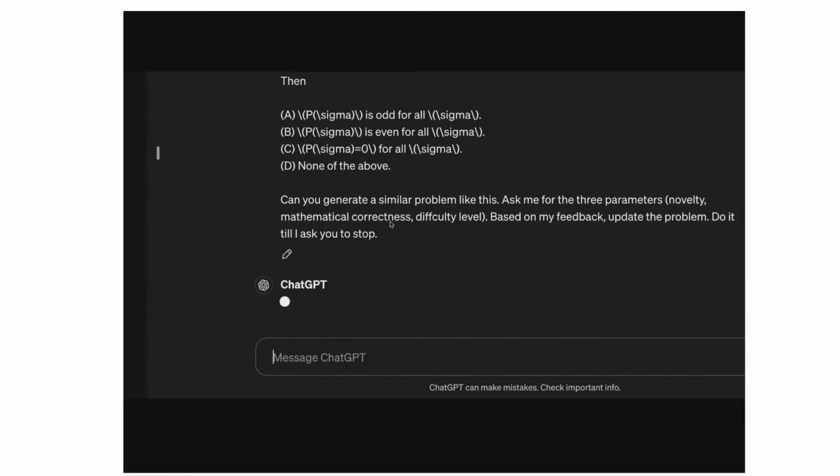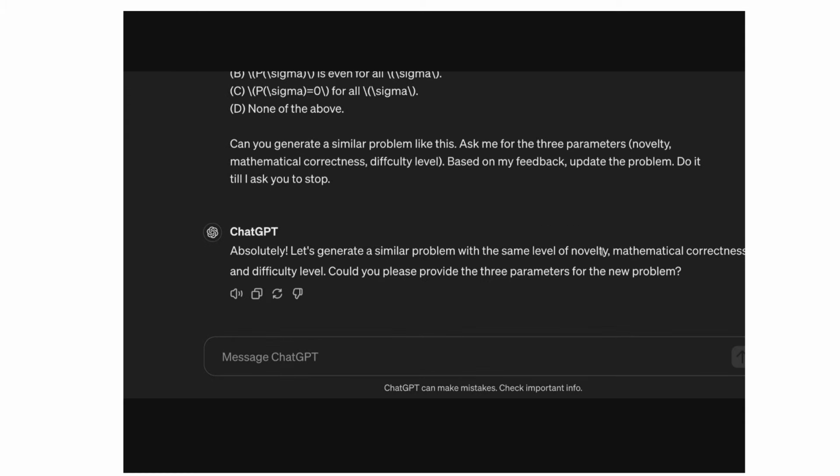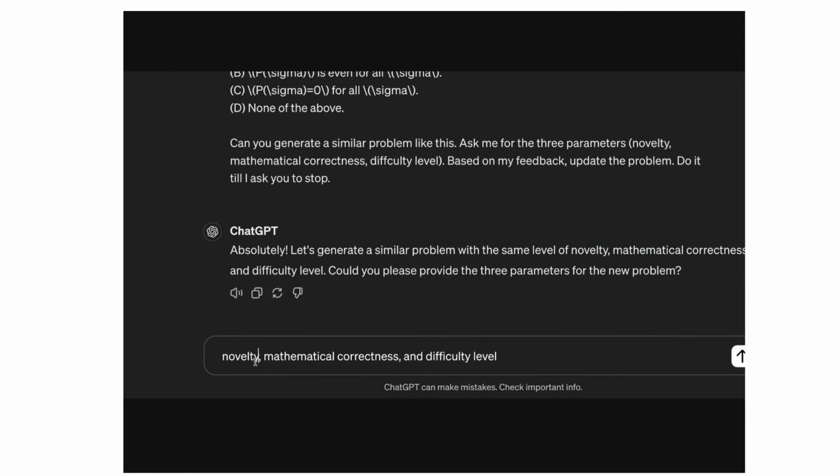Okay, so let's see what it gives. Let's say I give it, so it shouldn't have asked now, but okay. I want novelty 3 out of 5. Mathematical correctness, of course, 5 out of 5. And difficulty level, let's say 3 out of 5. Let's see what it gives.